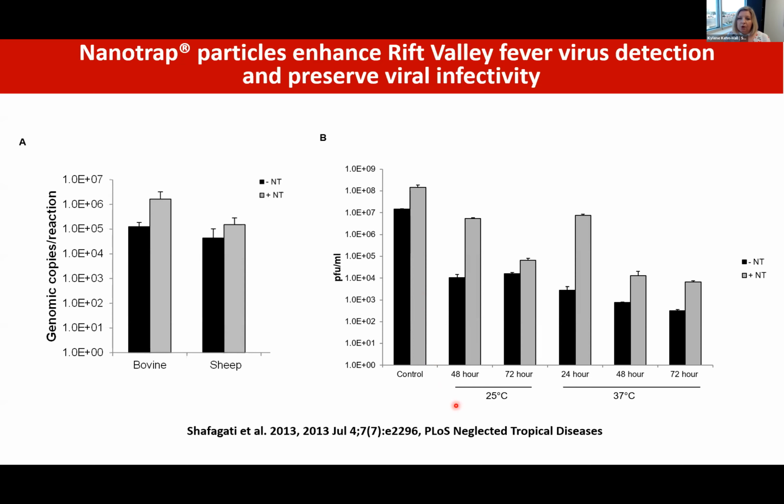Interestingly, we also saw that incubation with the nanotrap particles preserves viral infectivity, so that if you incubate samples at either room temperature or 37 degrees at various time points, always, as you can see here in the gray bars, we see increased viral infectivity with the nanotrap particles, even at 37 degrees Celsius, indicating that the particles can preserve the viral infectivity. And this is pretty interesting when you think about it from a sample transport point of view, that you could add particles and potentially transport your sample without cold chain transport.